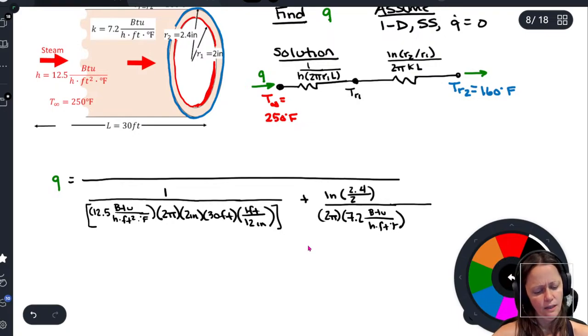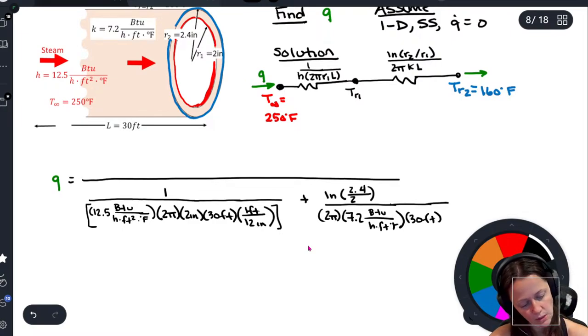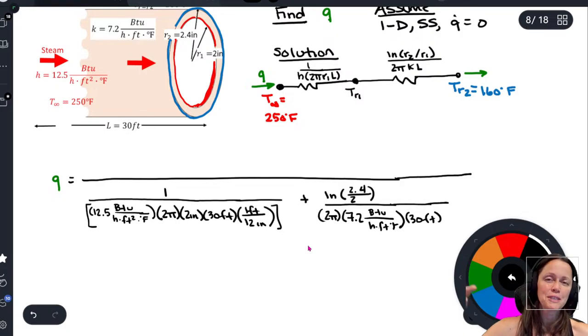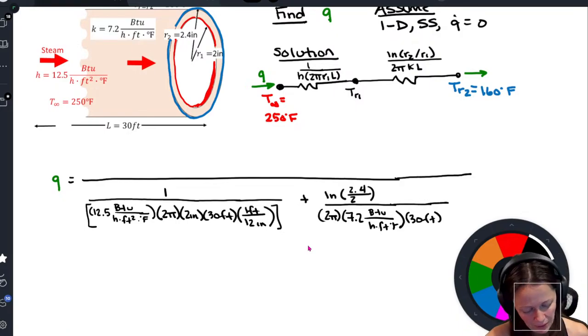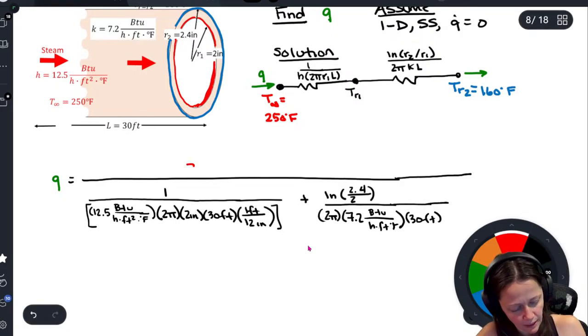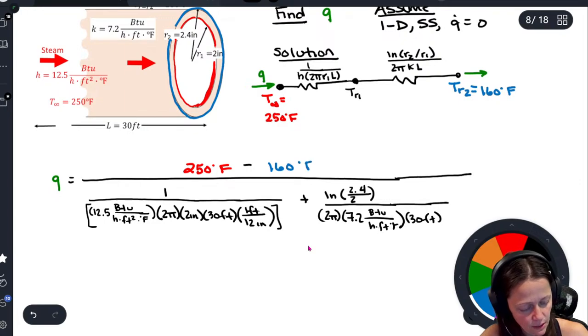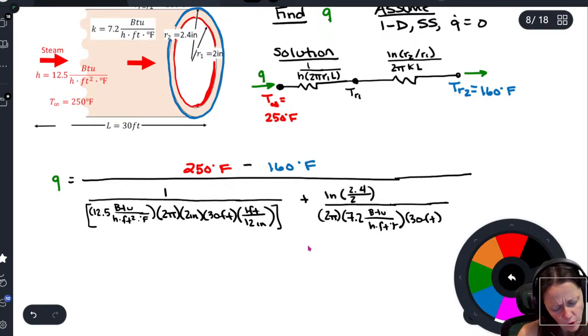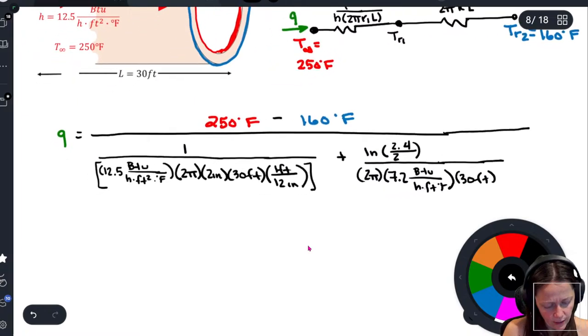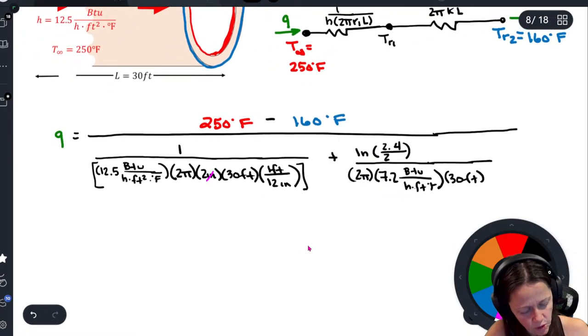Perfect. And then we also have the length, which is 30 feet. Okay. And now I'll put the temperature difference on the top. Temperature difference being 250 degrees Fahrenheit minus 160 degrees Fahrenheit. And if I look at how the units are going to work out, let's make sure we got it. So I got inches, inches. I got feet squared, feet squared. Here's a foot, here's a foot.